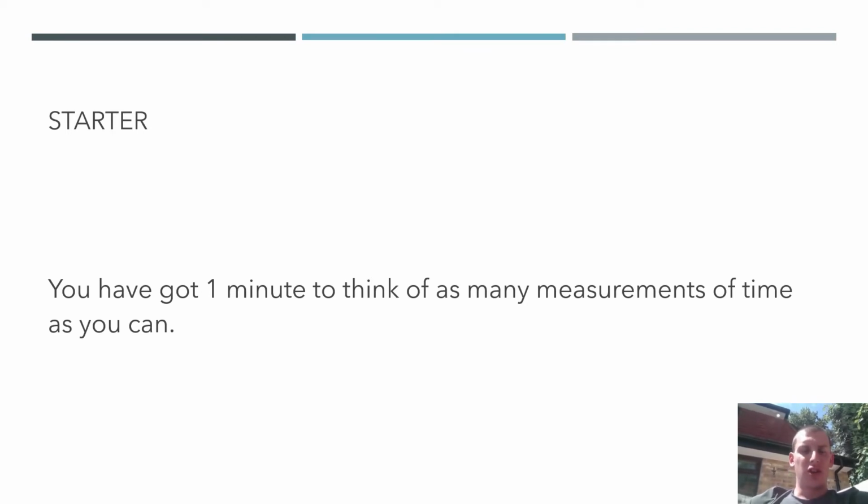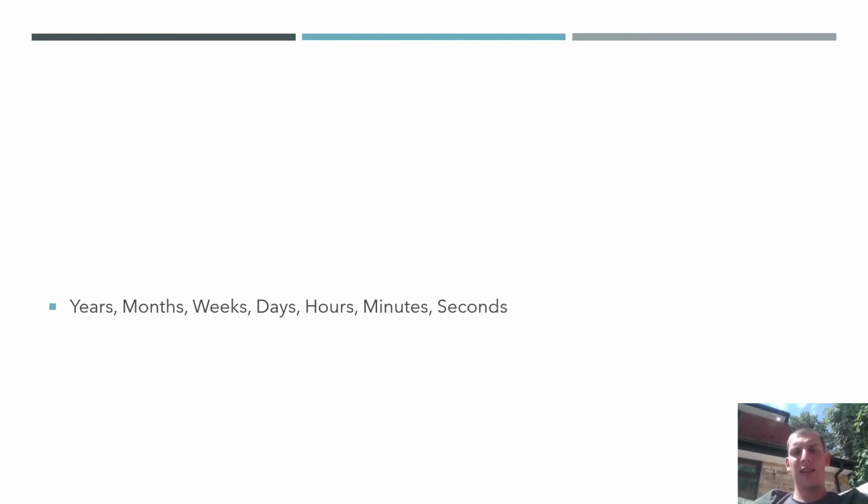Right, I hope that was good. So, I gave you 1 minute. Think of as many measurements of time as you can. I've written all the ones that I can think of. If you've got other ones, fantastic. Write them in the comments box below. The ones I've got are years, months, weeks, days, hours, minutes, and seconds. If you've got another measurement of time, then fantastic. Write it in the box below.